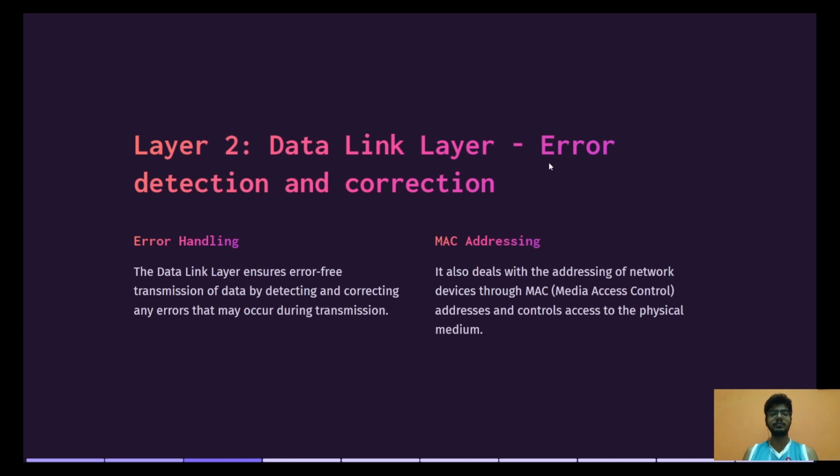We're going to speak now about the second layer. The second layer is the data link layer, error detection and correction. Error handling: the data link layer ensures error-free transmission of data by detecting and correcting any errors that may occur during transmission. MAC addressing: it also deals with the addressing of network devices through MAC, which is media access control, addresses and controls access to the physical medium.